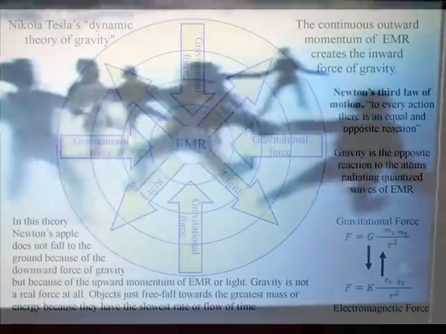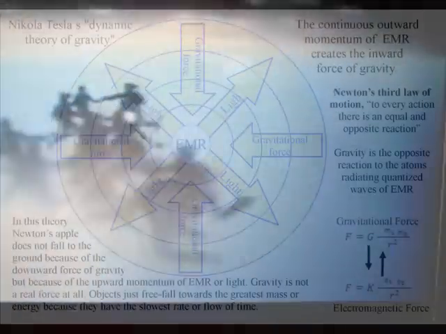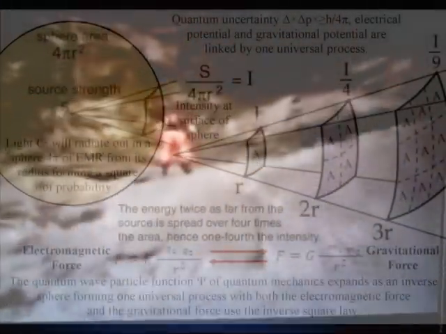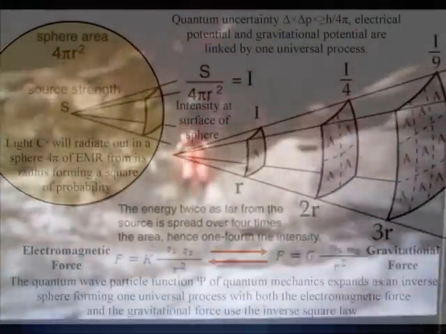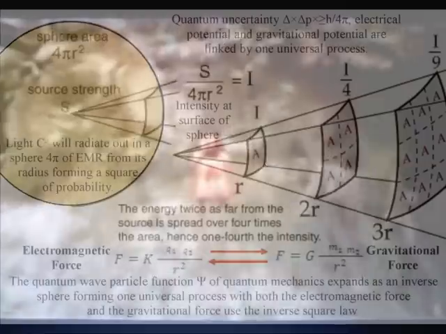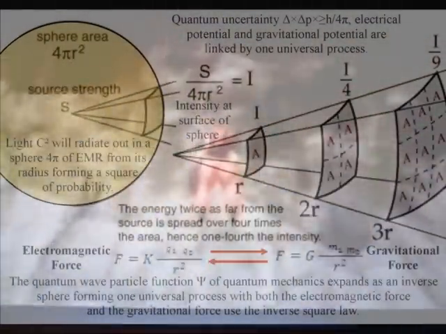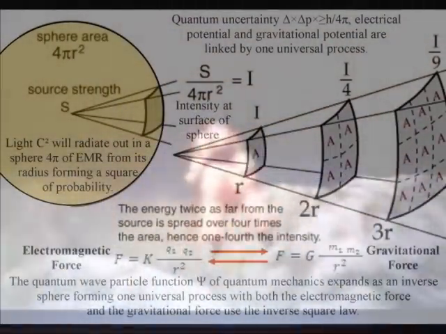I believe this can be seen in the mathematics, with both the gravitational force and the electromagnetic force having the inverse square law. We have the inverse square law because the surface area of the light sphere increases with the square of the radius. Thus the strength of the gravitational field is inversely proportional to the square of the distance from the source. There is no mysterious action at a distance.